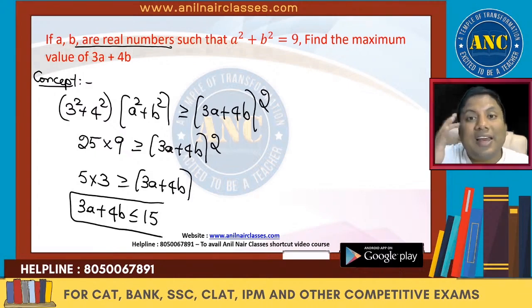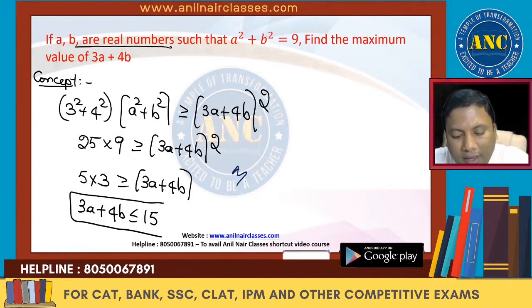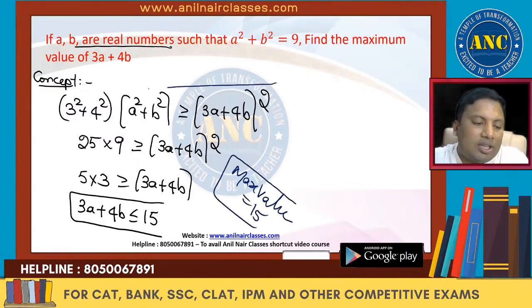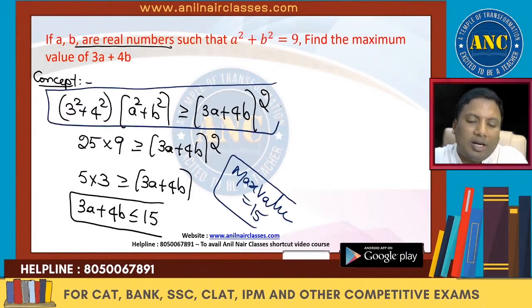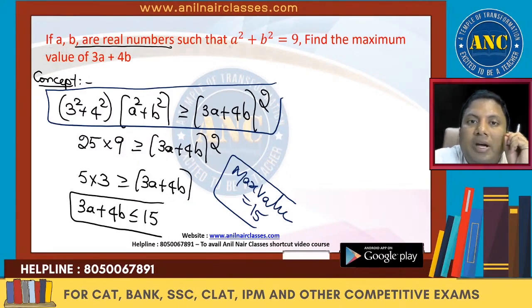When I say less than or equal to 15, that means I will get the maximum value as 15. The maximum value for this question is nothing but 15. Very, very easy question if you understand the Cauchy-Schwarz inequality. 3 square plus 4 square into A square plus B square is always greater than or equal to 3A plus 4B whole square. It is a pure application of knowing how to determine the maxima and minima using Cauchy-Schwarz inequality.